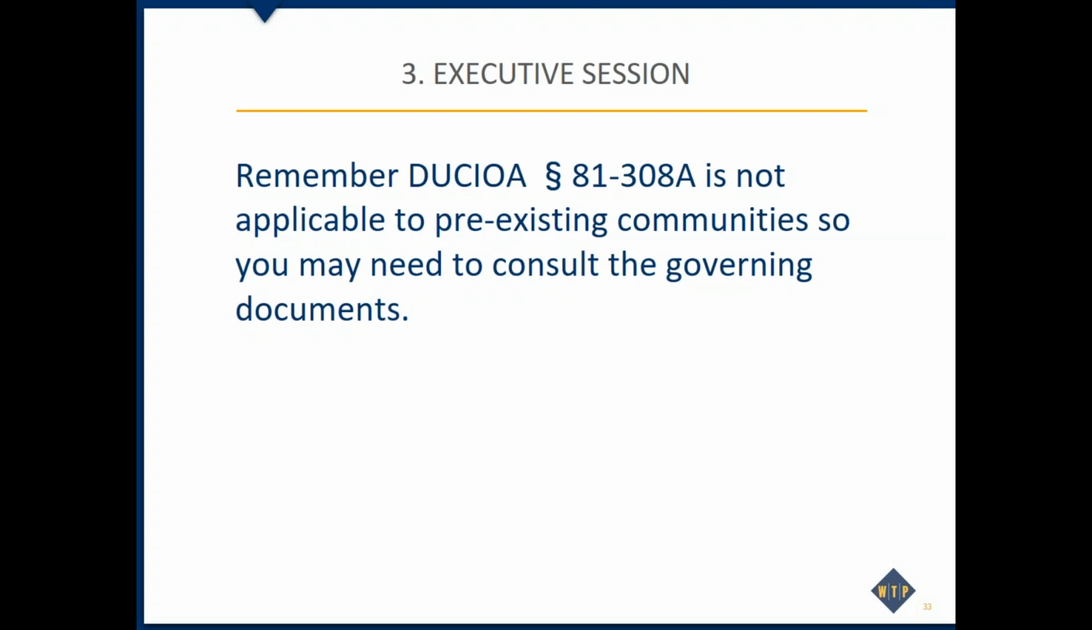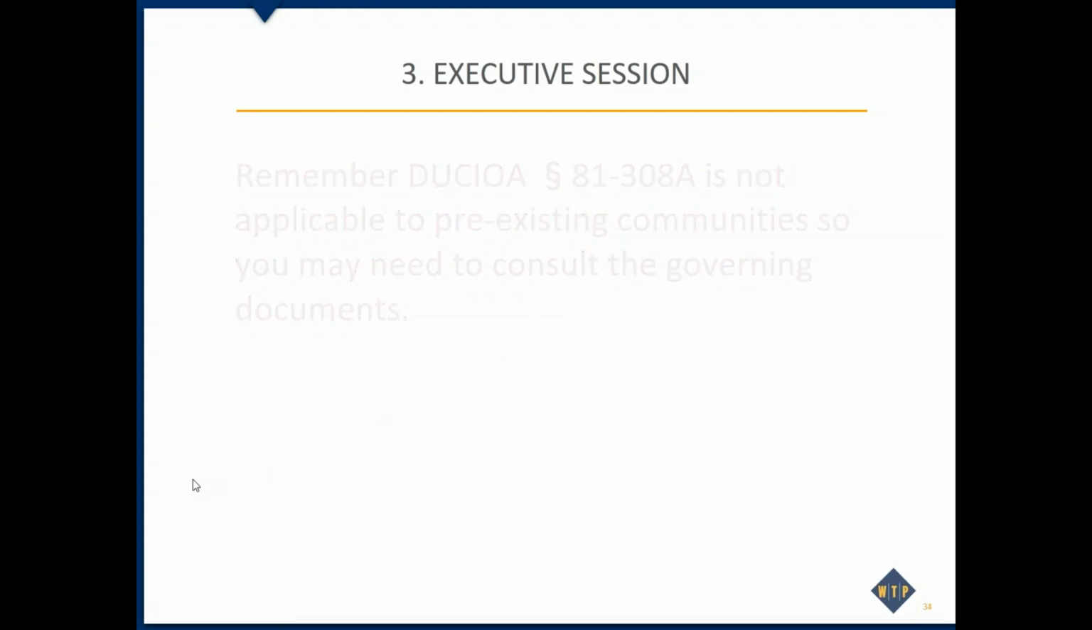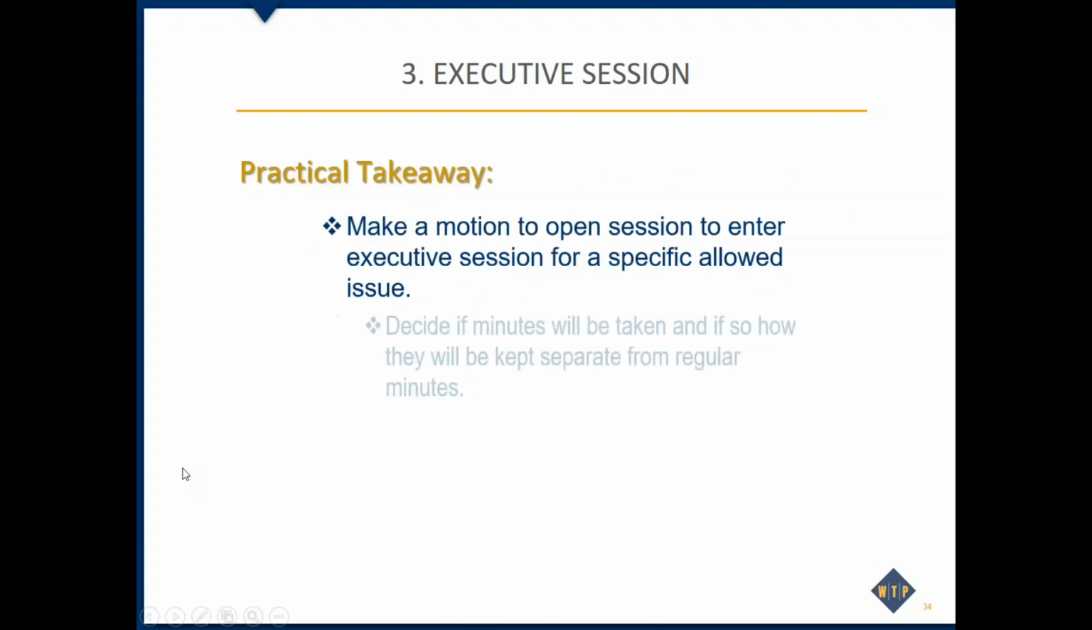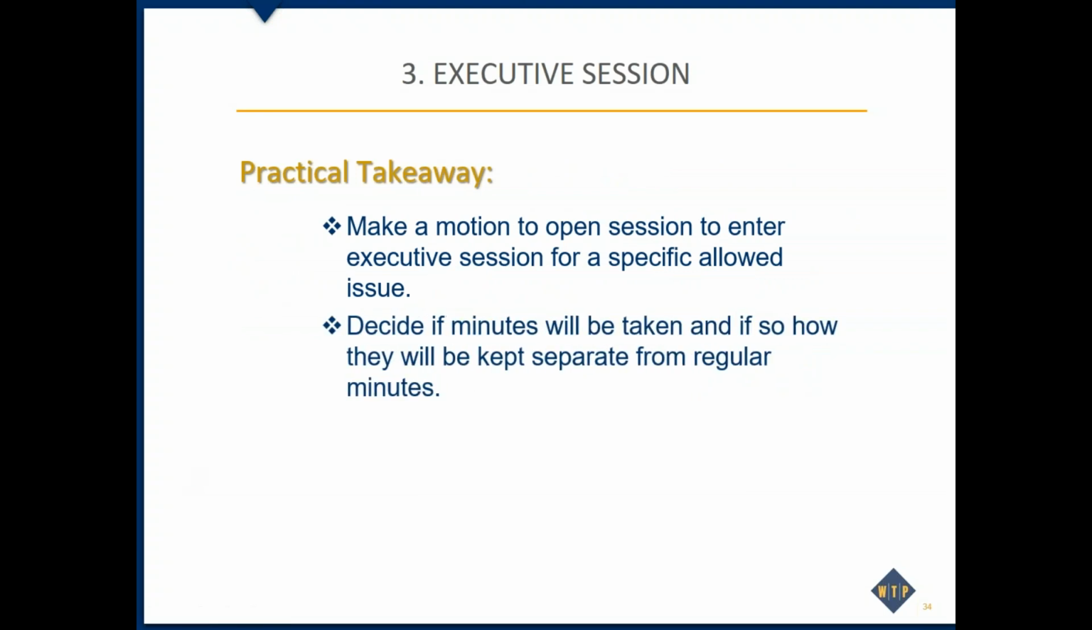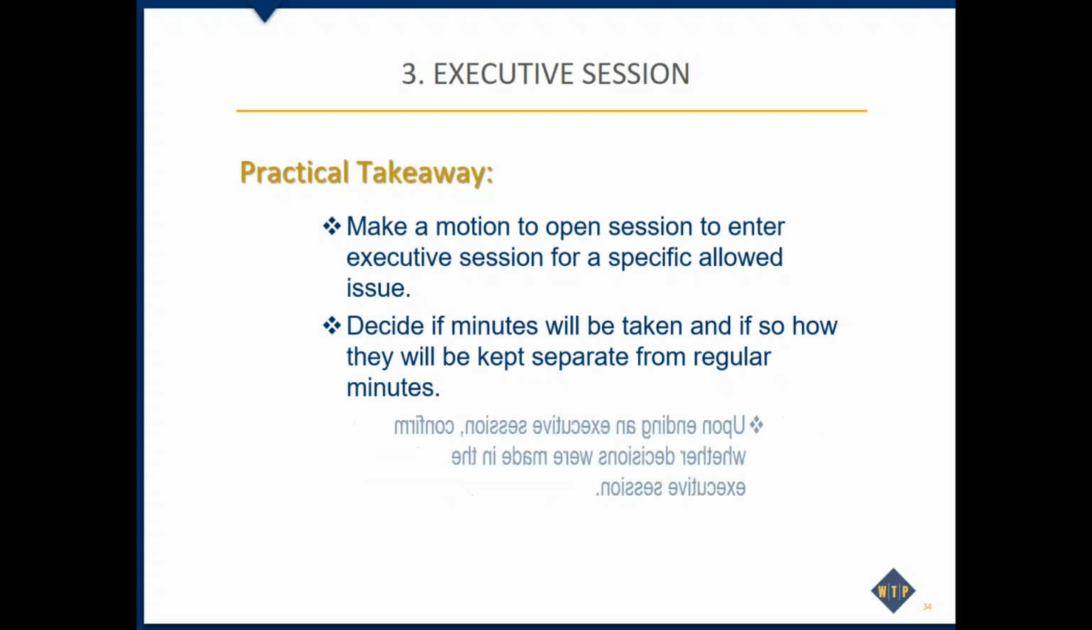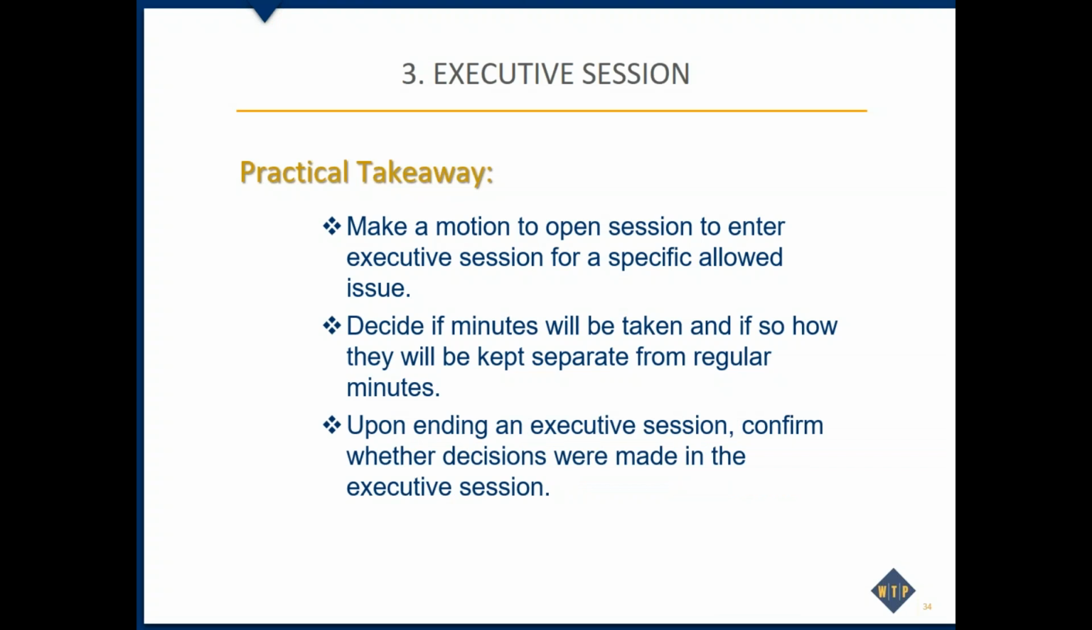And so finally, on the executive session, let's get to some of the practical takeaways. What I recommend following Robert's rules is somebody should make a motion to go into executive session. So I make a motion to go into executive session for the purposes to discuss, and list one of those categories of things that we just went through. The second point, decide if minutes can be taken. Perfect. We've already covered that with your question. And upon ending the executive session, confirm whether decisions were made in the executive session. So that's kind of your takeaway for the executive session.